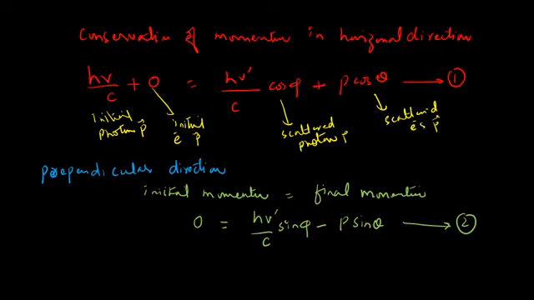As you already know about the angles phi and theta: angle phi is the angle between the final direction of the photon and its initial direction, and theta is the angle between the final direction of the scattered electron and the initial photon direction. Now we will solve equations 1 and 2 simultaneously.